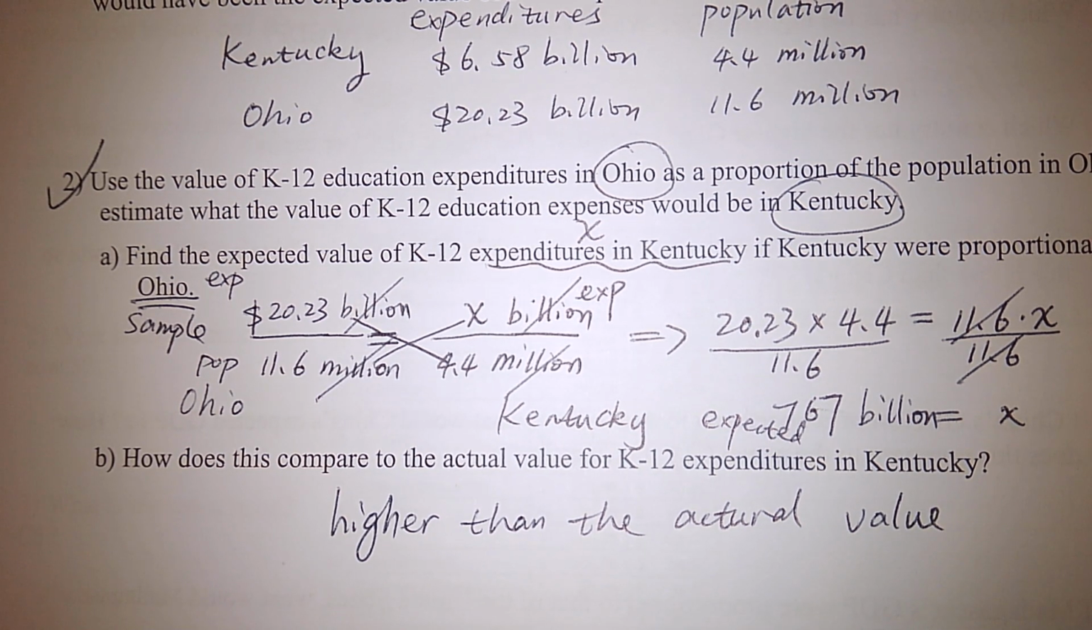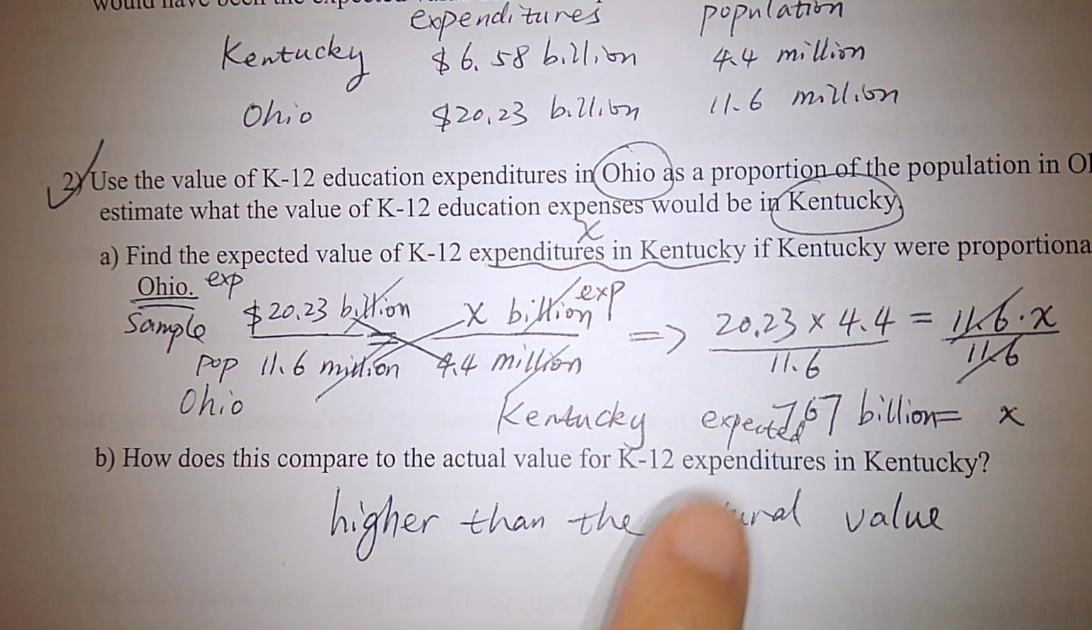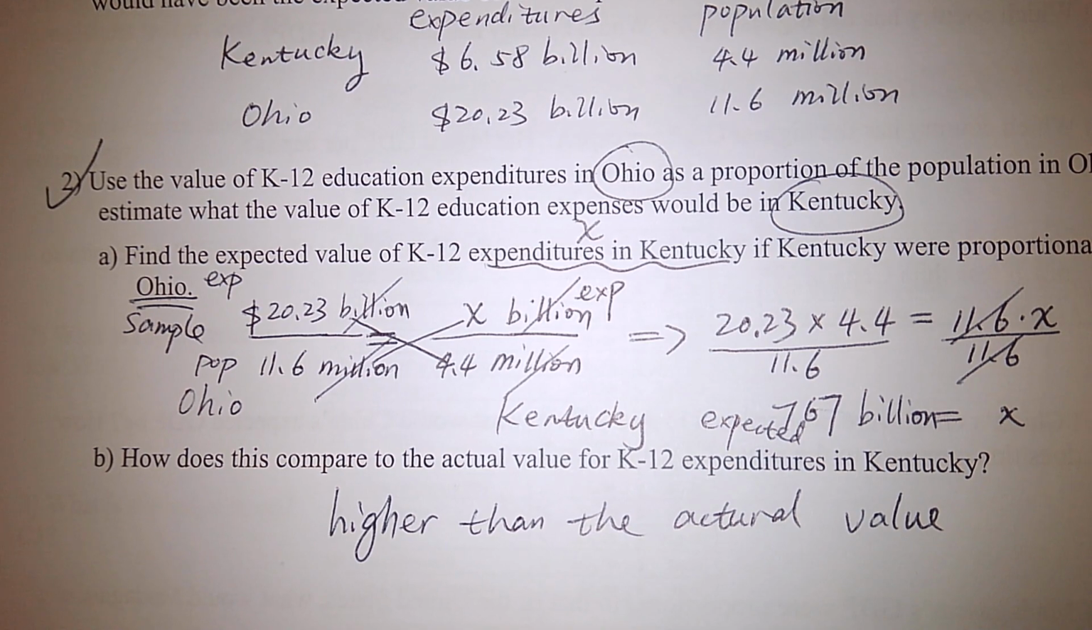Does this make sense, guys? So Kentucky spends less per capita for education. Yes, actually spends less, you're right. Because this number is expected, but they don't meet the expectation, right? So actually, Kentucky spends less per capita than Ohio. Very good.